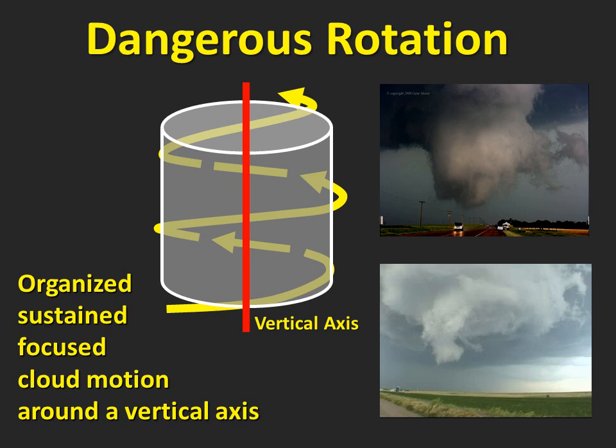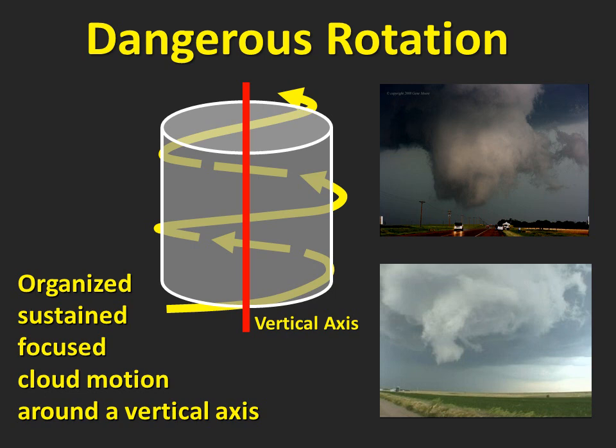Clouds are always moving in and around thunderstorms, and spotters can use that cloud motion to help them know what's going on with the storm. Most of the time, moving clouds aren't anything to be concerned about, but when the clouds are rotating, it can be very important. Rotation is defined as organized, sustained, focused cloud motion around a vertical axis.